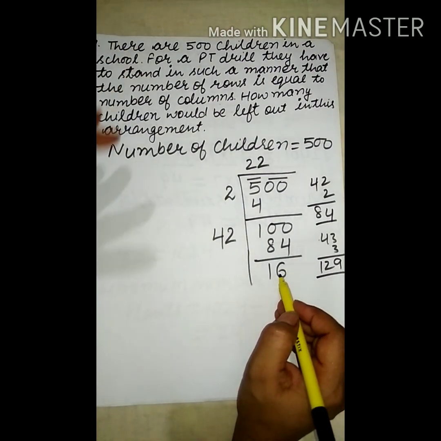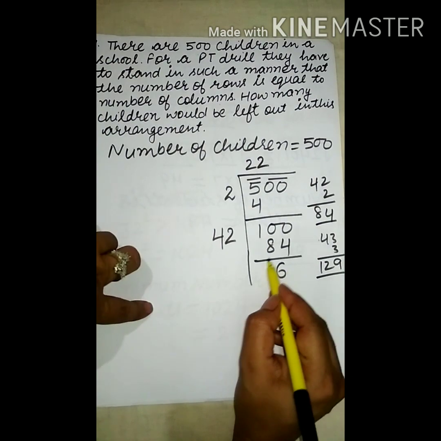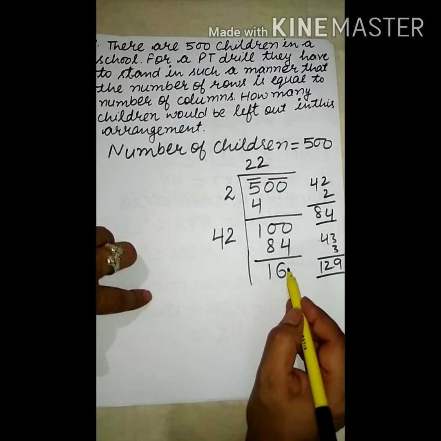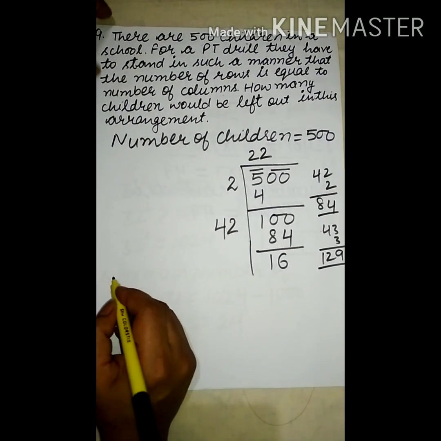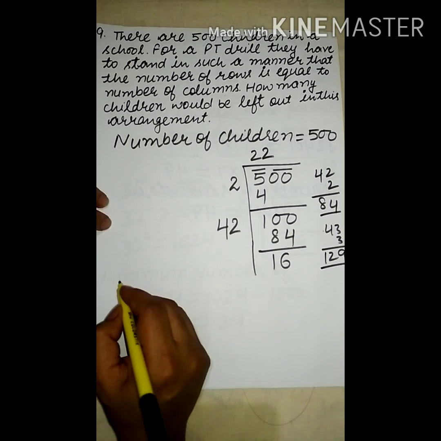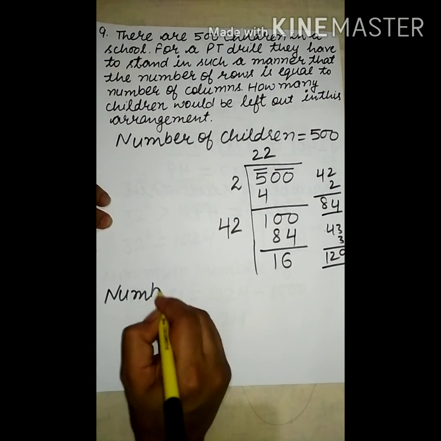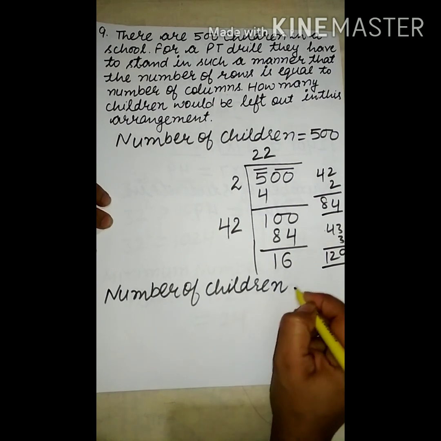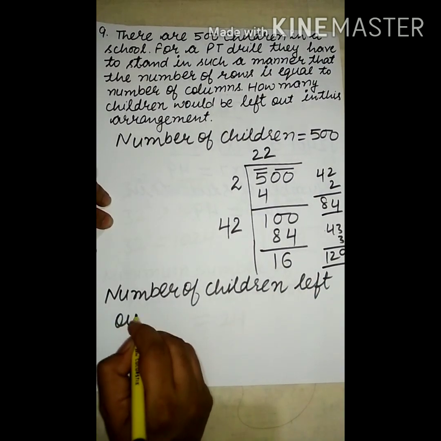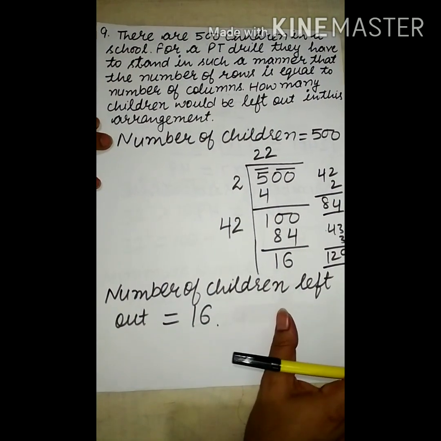Now we have to find out the minimum number of children which should be left out. It means it is the kind of subtraction. So 16 students are there which should be out in this arrangement. It means the number of children left out is equal to 16, which is the required answer.